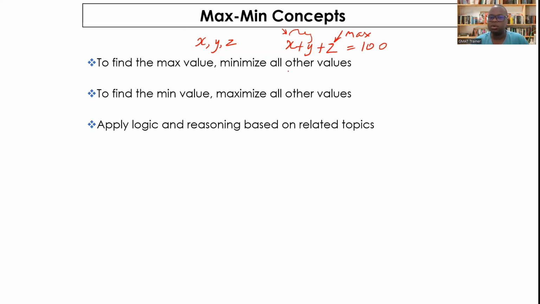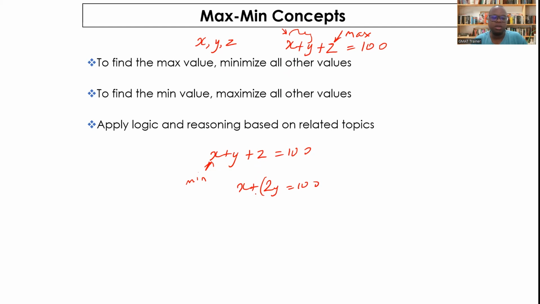This is the maximizing principle. The same also applies to finding the minimum value: maximize all the other values. If you want to find the minimum value of X in X plus Y plus Z equals 100, and the values are not equal, so there is only one minimum value, you need to maximize Y and Z. Y and Z can be equal, which means X plus 2Y equals 100.